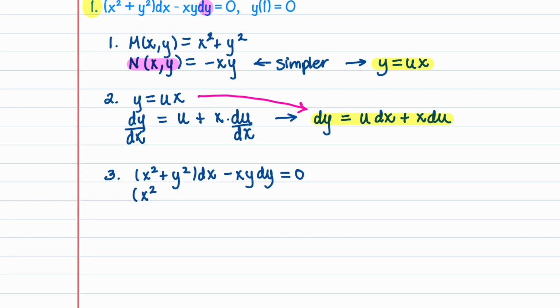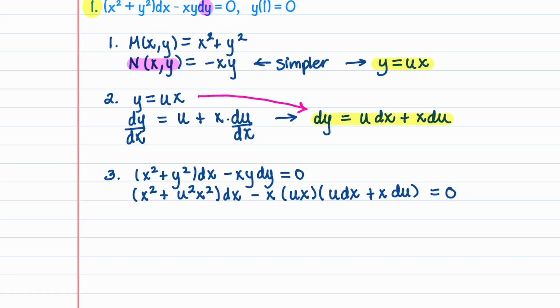This gives us x squared plus y squared. Y squared is u squared x squared dx minus x times y, which is ux, and then we have our dy, u dx plus x du, and that's equal to 0. Let's go ahead and simplify this and group all of our dx's together and all of the du's together. This first term we won't change at all, but this next term we're going to multiply out because it has a dx and a du in it.